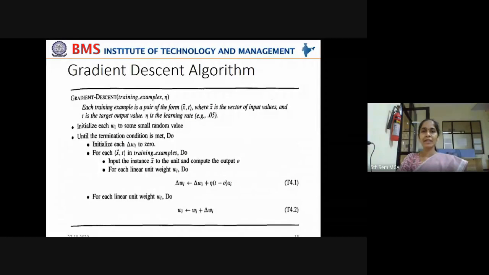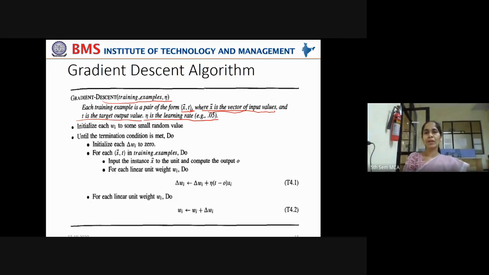So this is the last slide. The gradient descent algorithm, what I have explained in the previous slide, is put into algorithm steps. This gradient descent algorithm takes the training examples and the learning rate as input. Each training example is a pair of the form x vector, having lots of attributes, and t, the target value. X bar is the vector of input values and t is the target output value. Nu is the learning rate.